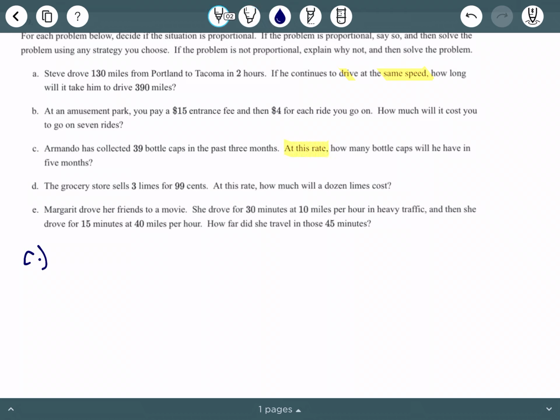So that's kind of saying, hey, he's going at a constant rate. So he's collecting the same number of bottle caps for any given amount of time. So we know that he can collect 39 in 3 months. We need to figure out how many can he collect in 5 months. I'm going to use the giant one here. I think for me this is going to be most efficient. So how many can he collect in 5 months? Months goes on the bottom, and we know it's 5. Now we don't know how many he can collect in 5 months, so let's use an X to represent that.